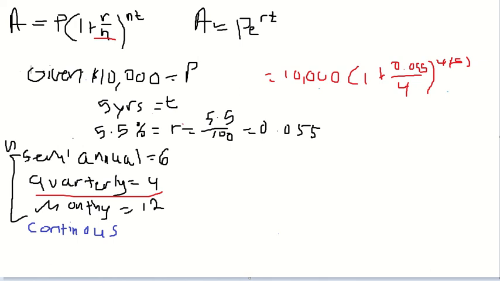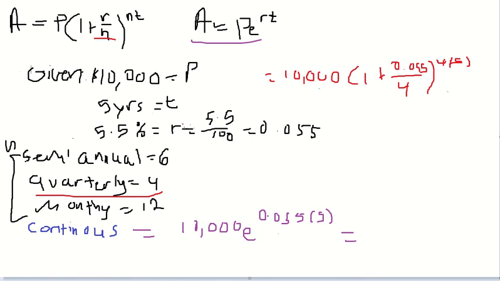For continuous, we use this formula here, and so we get 10,000 still remains as p, and then we have natural base e raised to the interest, which is 0.055 times the time, which is 5 years, and then you'll get your answers there.